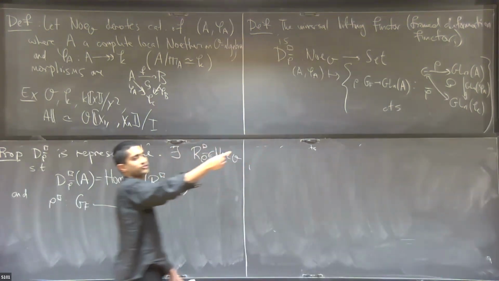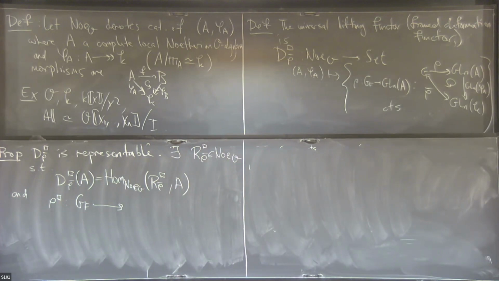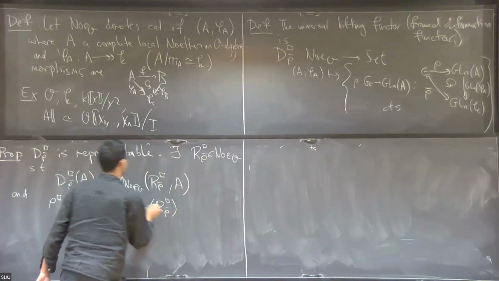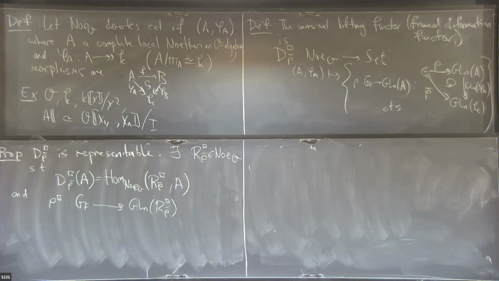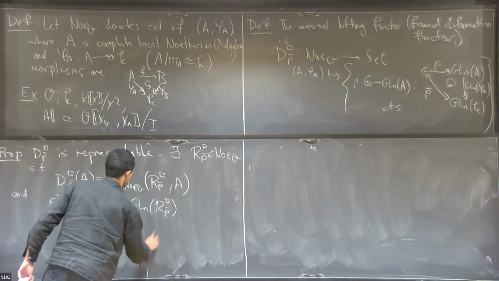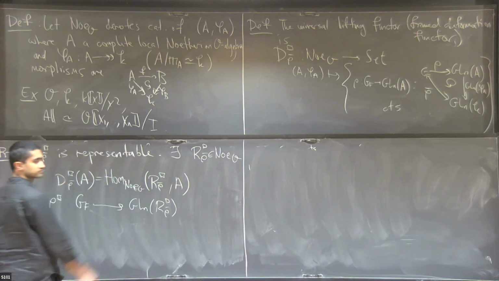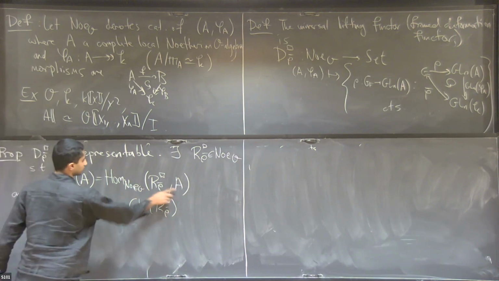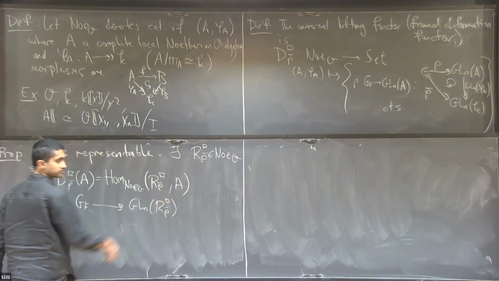So G_F is profinite, and then A has the m-adic topology for its maximal ideal. Okay, so rho square is the universal representation, which lands in GL_N of R rho bar square. And it's universal in the sense that if I take any other map to GL_N of A, then there's an associated map from R to A, which makes this diagram commute.